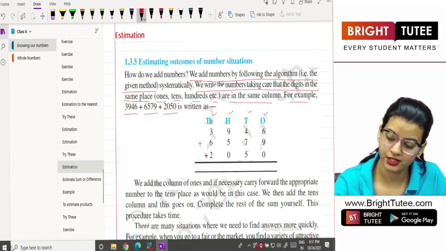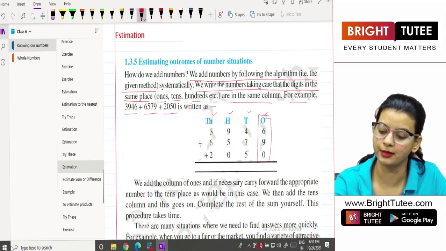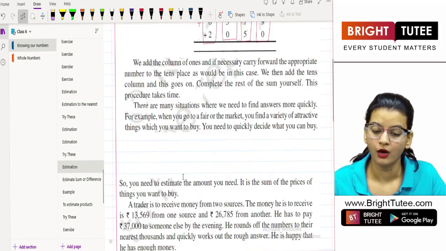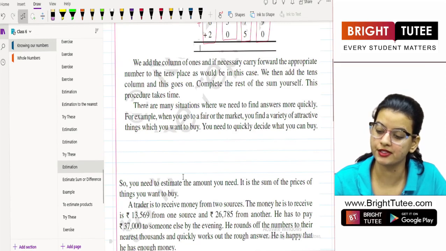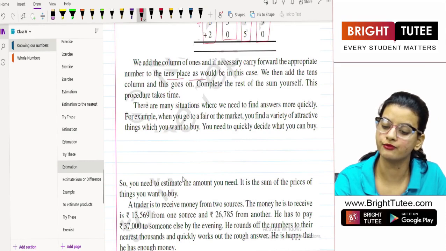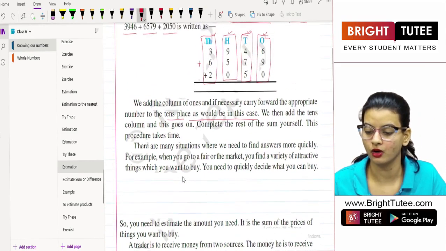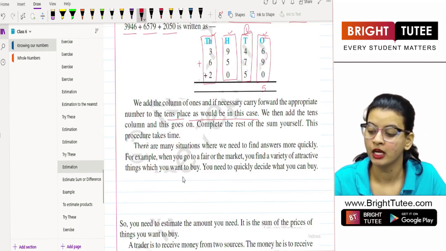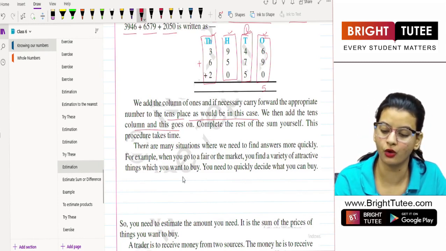What have we done? We have written all ones in the same column, all tens in the same column, all hundreds in the same column, and all thousands in the same column. Now we add the column of ones, and if necessary carry forward the appropriate number to the tens place, as would be in this case. So 6 plus 9 is 15. I'm going to write 5 over here and carry over 1 to the tens place. We then add the tens column, and this goes on.